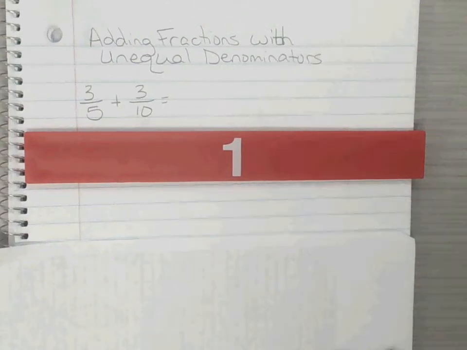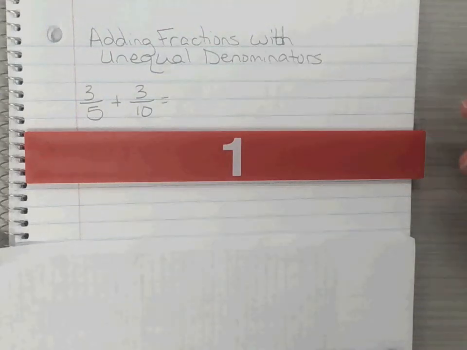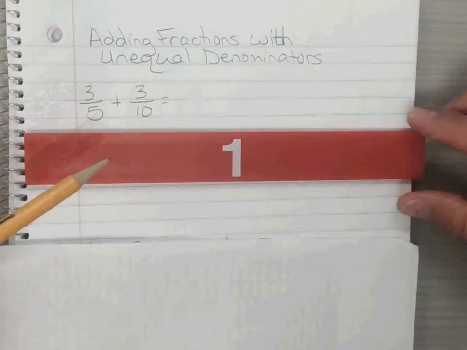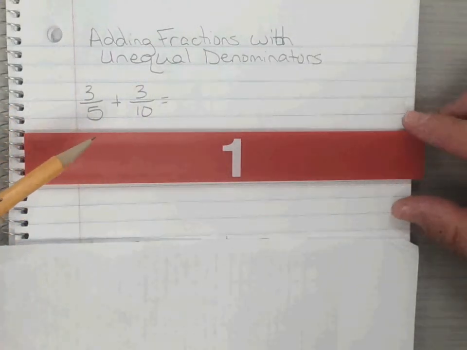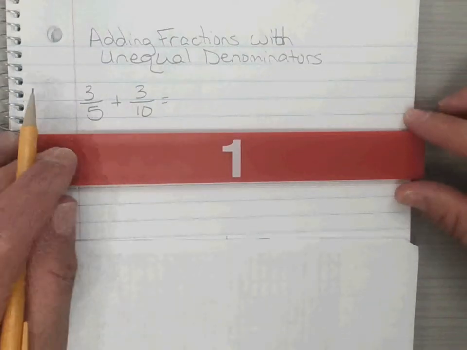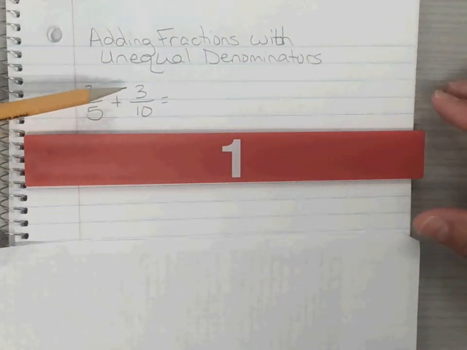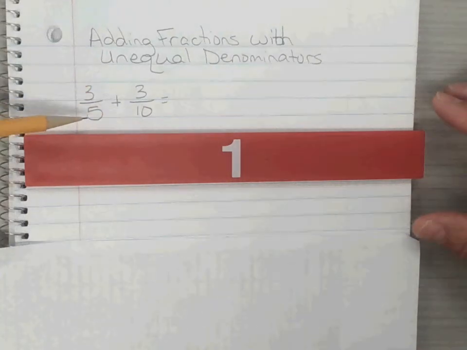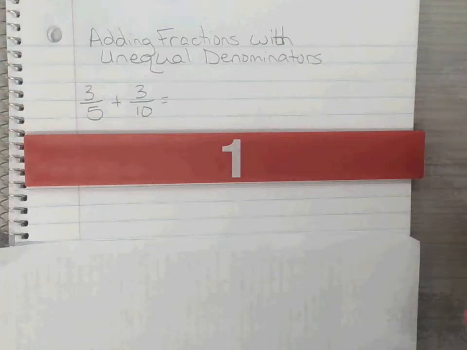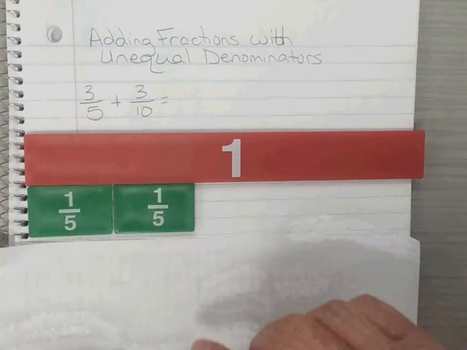Good afternoon, students. Let's talk about what we worked on this morning, adding fractions with unequal denominators. So go back to your journal to what we talked about today, and let me repeat a problem, or show you a problem. We're going to do 3/5 plus 3/10. Remember, we talked about we cannot add fractions with denominators that are not the same. So we're going to use fraction strips to figure that out.